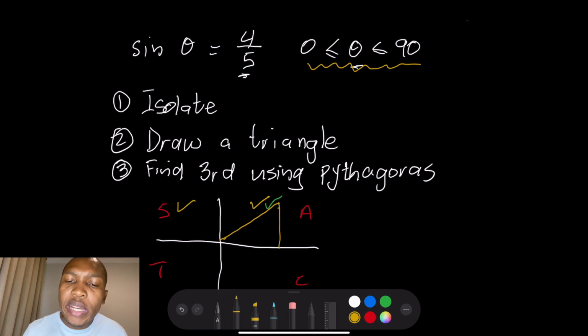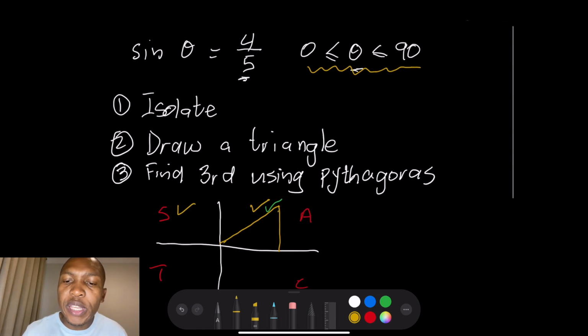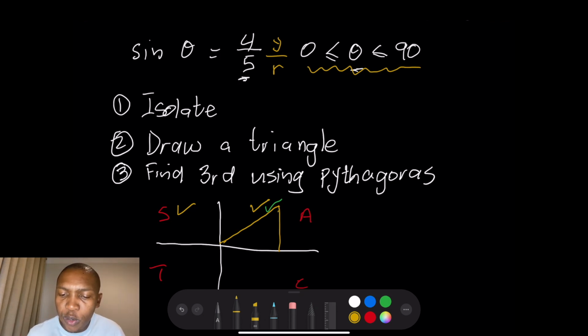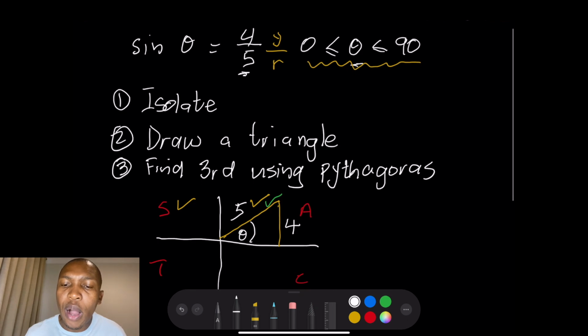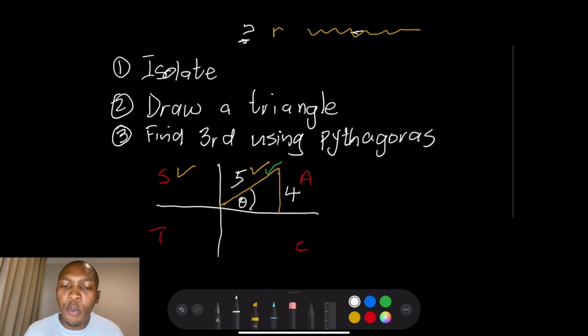Now, what is sine of theta? Sine of theta is y over r, or you can say it's opposite over hypotenuse. So in this case, our y value is 4, and that's our theta there. Our y value is 4 and our r value is 5. It means our hypotenuse is 5. Now, how are we going to get our x value?